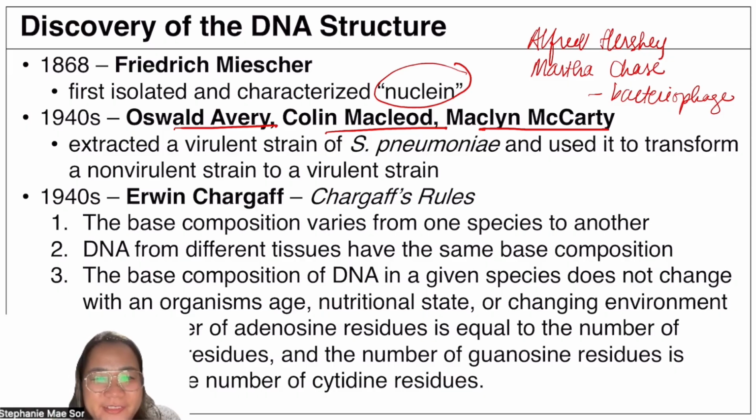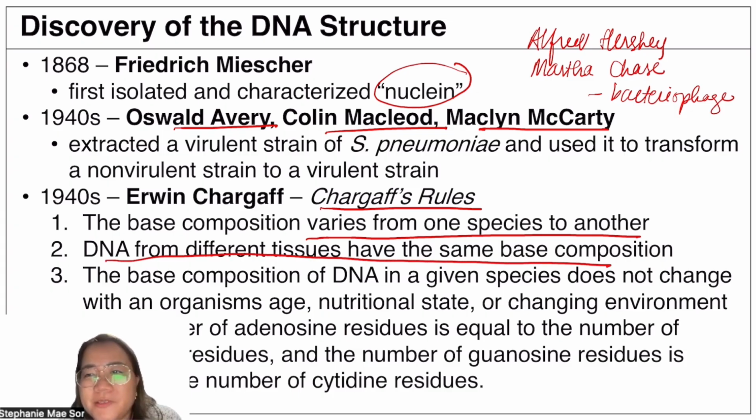So, si Erwin Chargaff and his colleagues in the 1940s came up with what we call now as the Chargaff's rules. So, meron tayong 4 basic Chargaff's rules. You have the first one is that the base composition of DNA varies from one species to another. Next, the DNA from different tissues have the same base composition. By base here, we refer to the nitrogenous bases. So, DNA from different tissues have the same base composition.